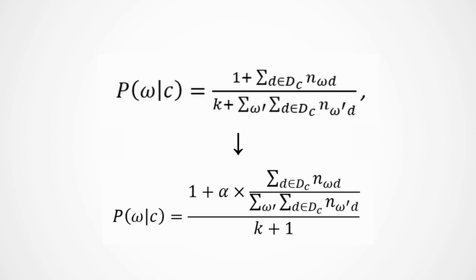The value of alpha determines the amount of smoothing across the word counts in the dictionary.